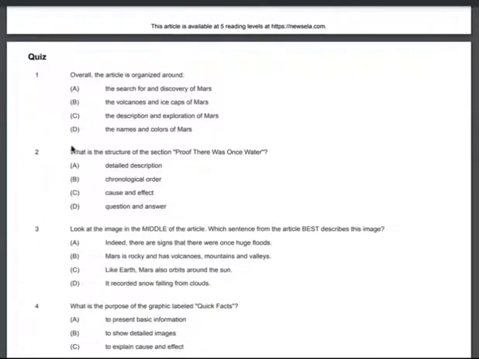Okay, so now we've read it. Now we go back here. What's the structure? A detailed description? A chronological order? That means, is it time? Is it sequence? This is another word for sequencing. Is it cause and effect? Or is it question and answer?